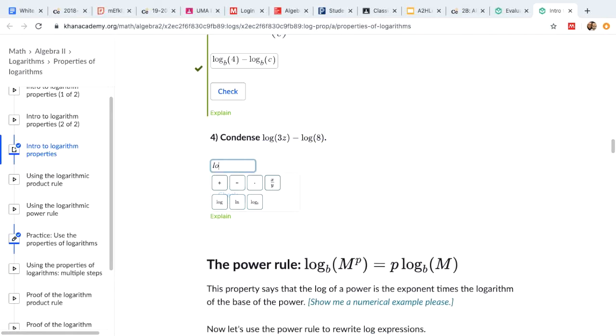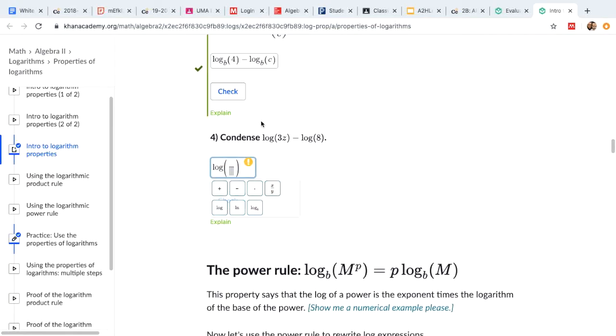And then if we're subtracting, we're going to have a fraction with this log. We're going to type in log. They have no parentheses, so we're going to put parentheses. There we go. Now we have to have a fraction. Our numerator is going to be our first piece, 3z, and our denominator is going to be our next piece, 8. And we'll check it.